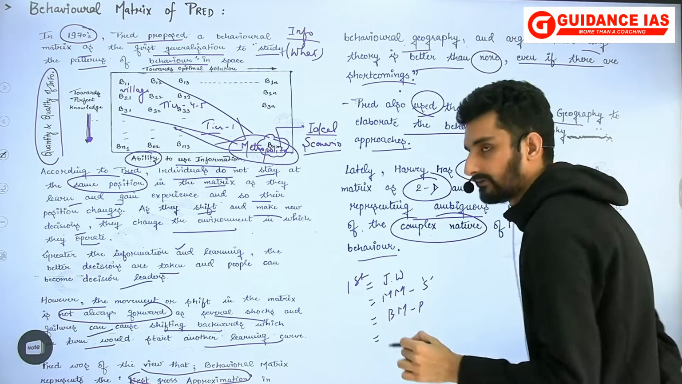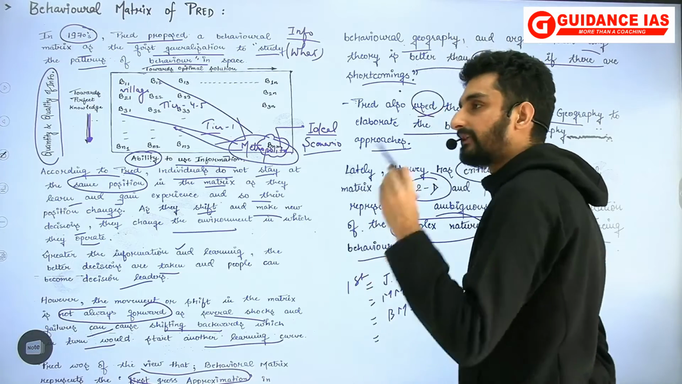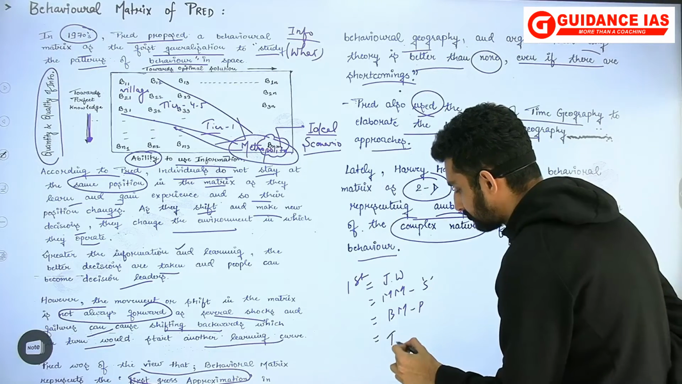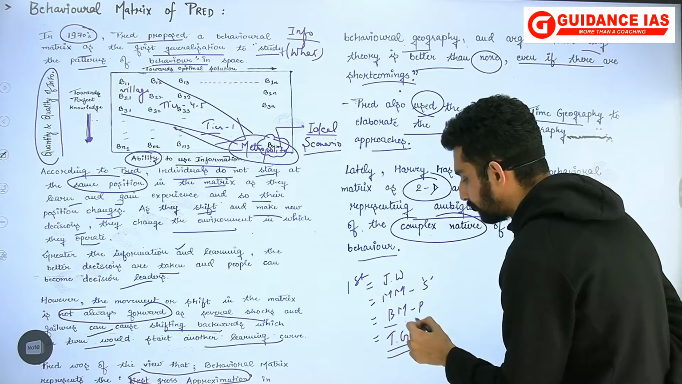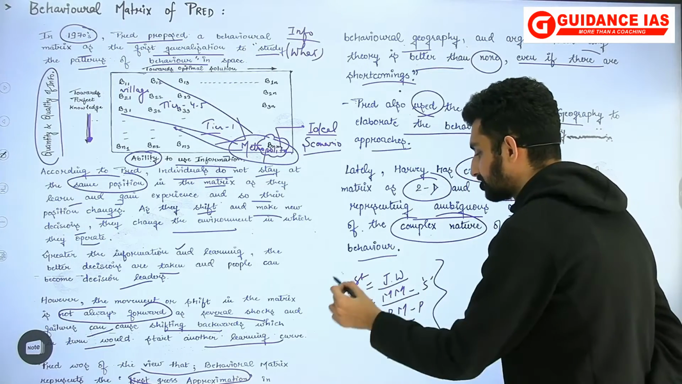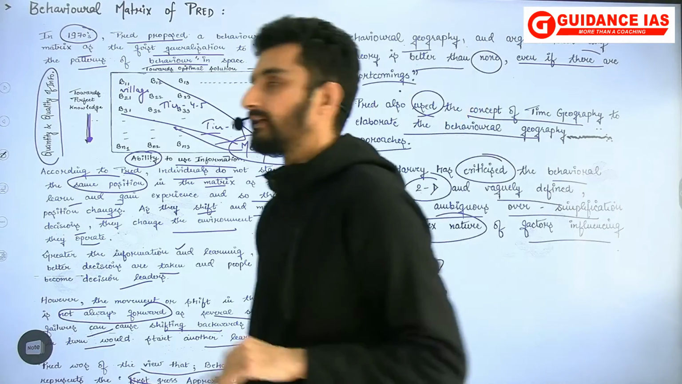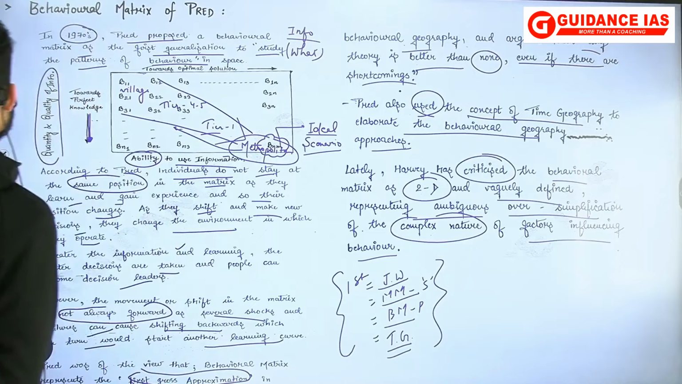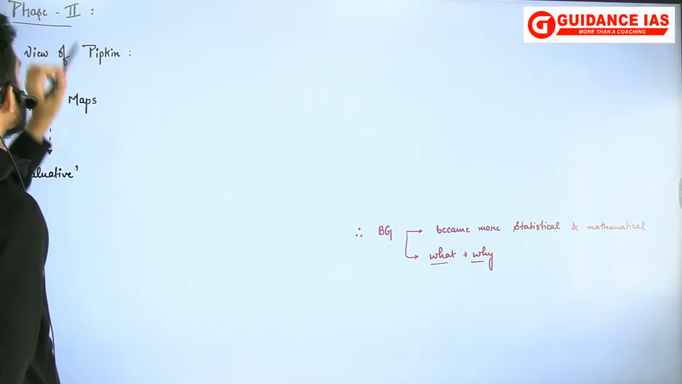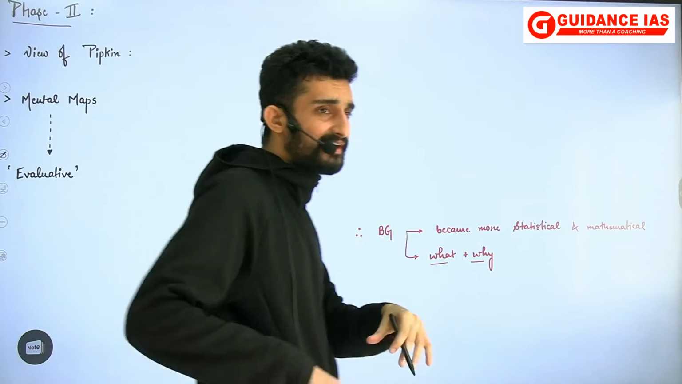And when you study time geography, you can briefly write two or three lines on time geography here as well. We will take a whole question on time geography under the miscellaneous section. I hope it is clear. Then just after this, you will have to move on to phase 2. Now why did phase 2 start?